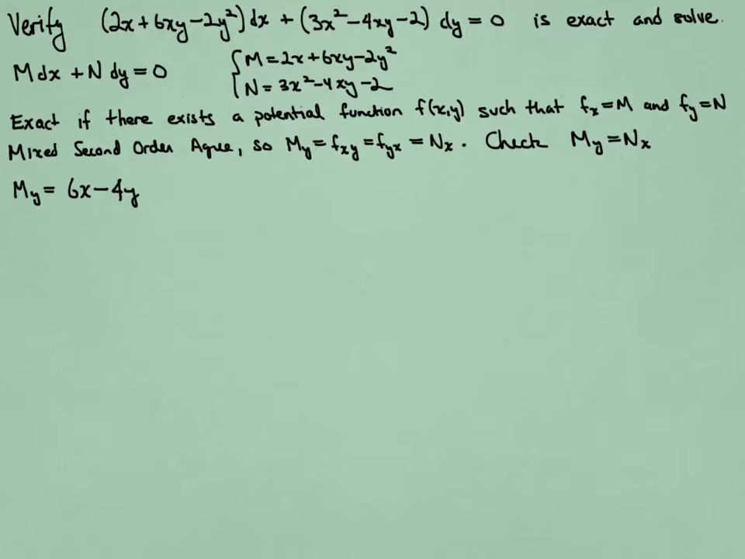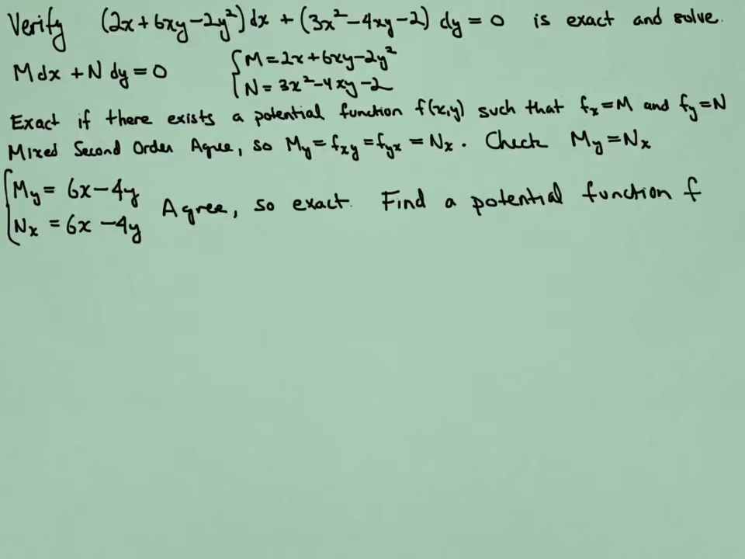Well, let's do it. If you calculate M_y, looking at the formula we have for M, you get 6x minus 4y. Now take the partial with respect to x of N, and you get the same thing, 6x minus 4y. Those two formulas agree. Therefore, our differential equation must be exact, and therefore there's a potential function f, which we're now going to find.